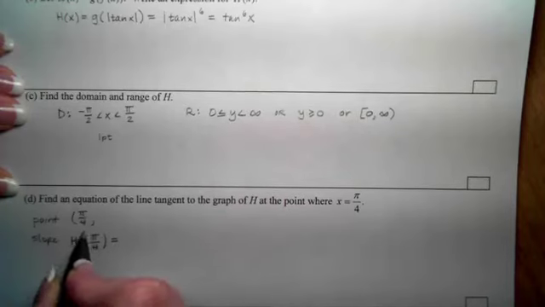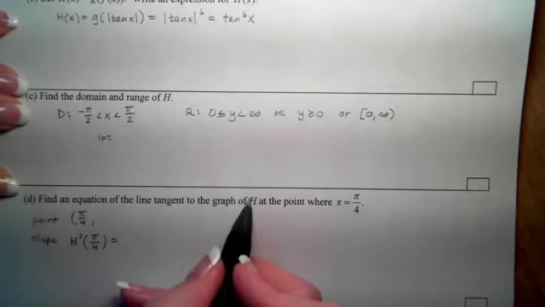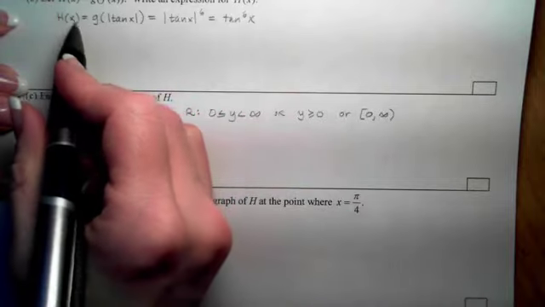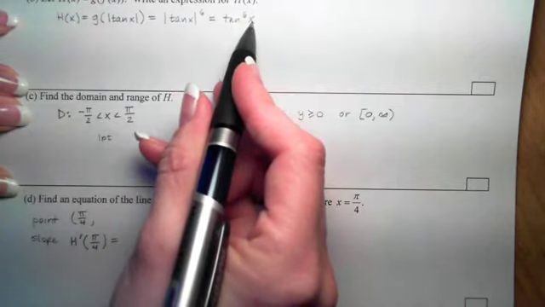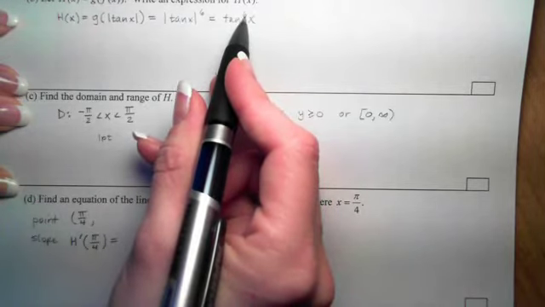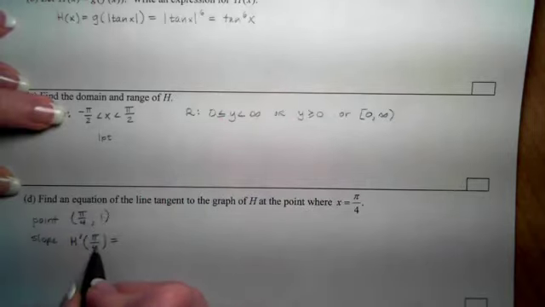So first let's find the y-coordinate. The y-coordinate means we're going to take this pi over 4 and plug it into h, which we found in part B. So if I plug a pi over 4 in here, the tangent of pi over 4 is a 1. 1 raised to the 6th power is still a 1. So I've got my point. Now I need my slope.